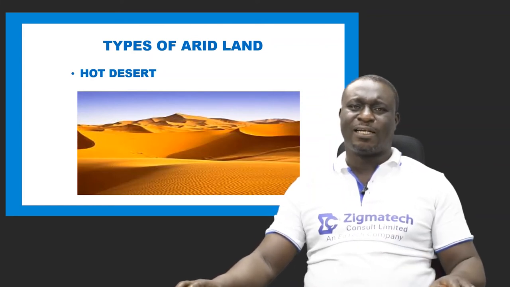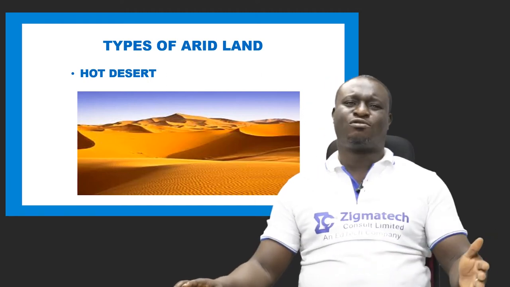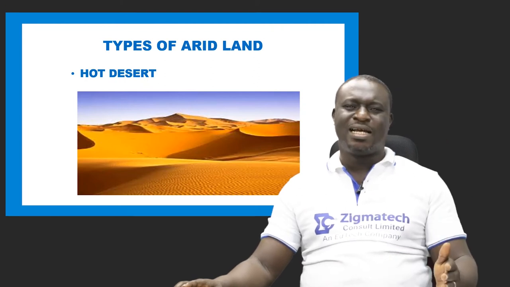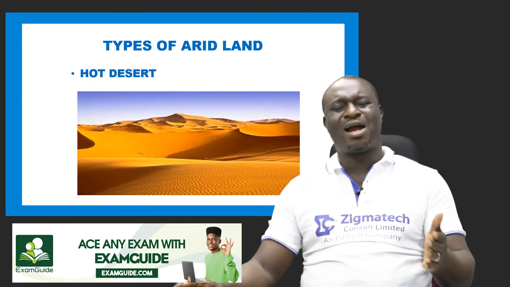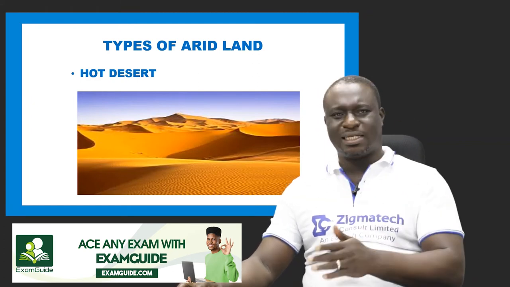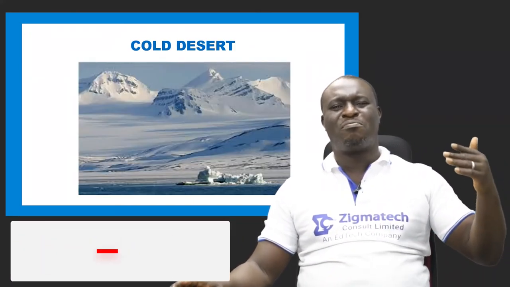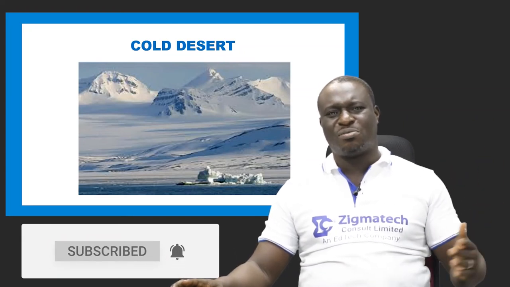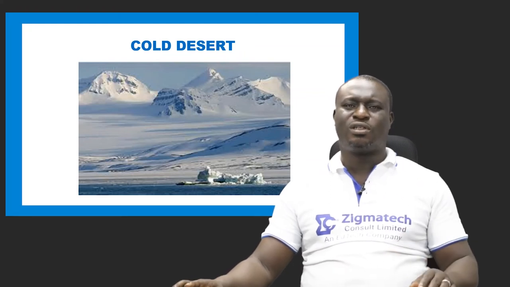Types of arid land, or you can call it types of desert. Now, we have two types of deserts. We have what we call the hot desert. An example is the Sahara Desert or the Arabian Desert. They are referred to as hot deserts. Then we also have the cold desert that can be found in places like Europe. You can see it in, I think, North America or South America. You can find a very cold desert.